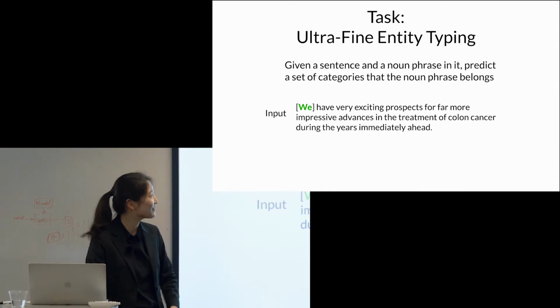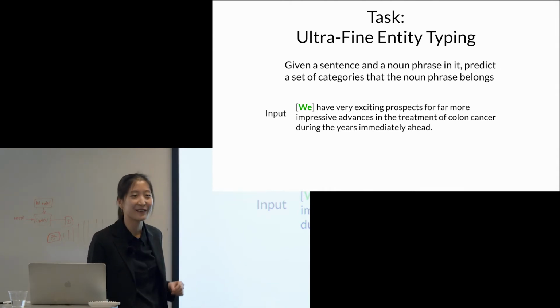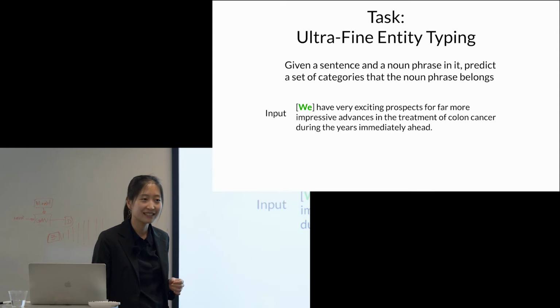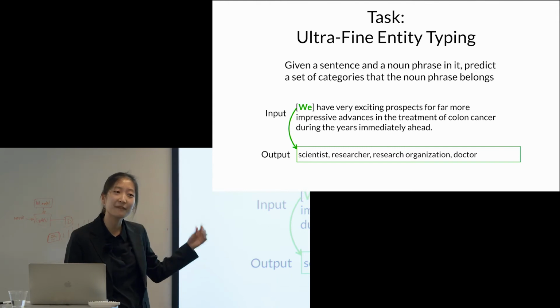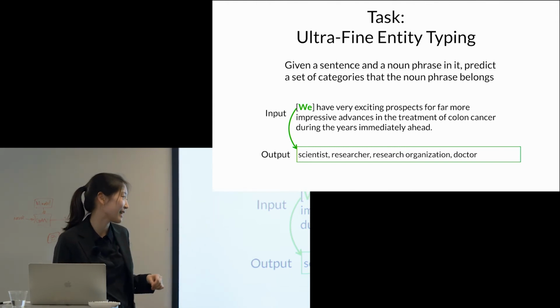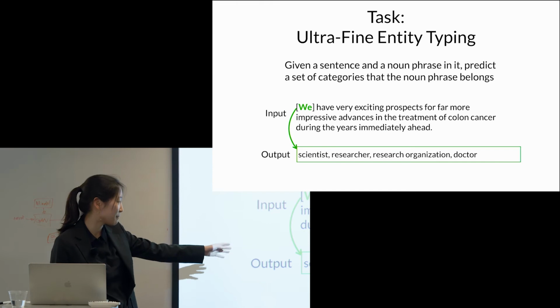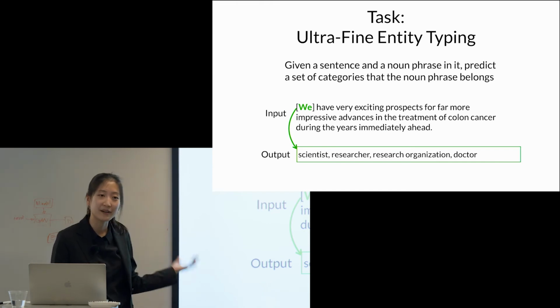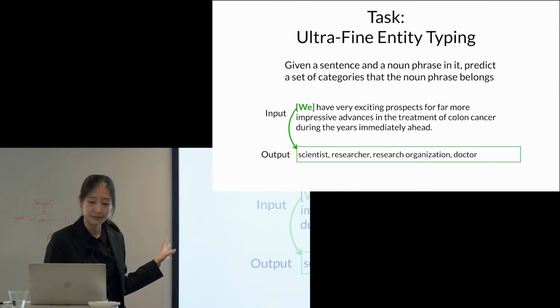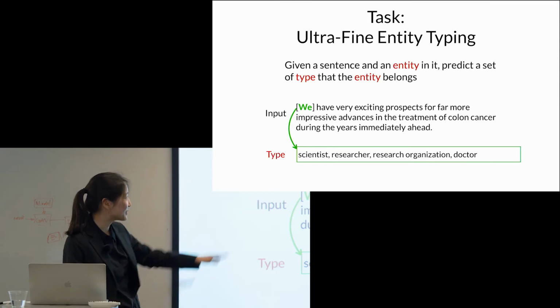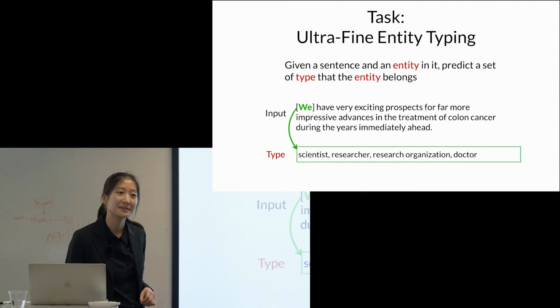Okay, so now it's time for you guys to participate. What is the "we" here? Any guess? People. Okay. Researchers. Uh-huh. Doctors, society. Right. So as humans, we can make pretty fine-grained inferences about what this "we" is going to be, right? It could be organization, people, scientists, researchers. Here are some annotations that could be correct here. And this is the task that we are interested in. In NLP jargon, this is called an entity, and these things are called types.